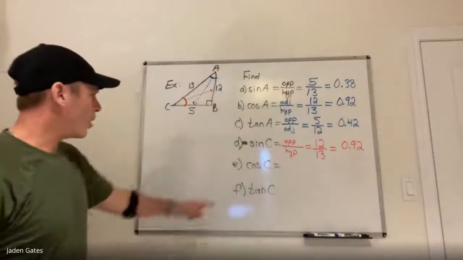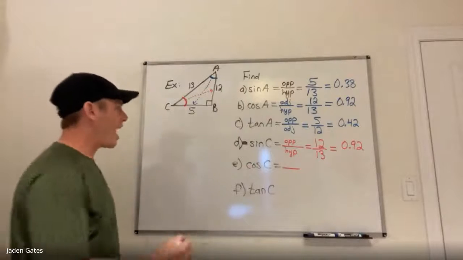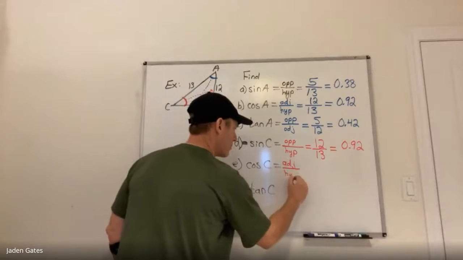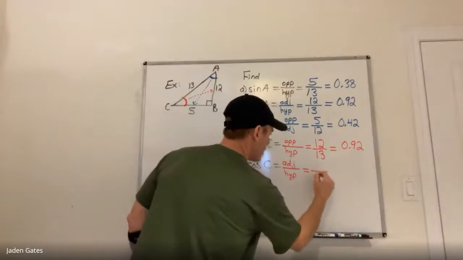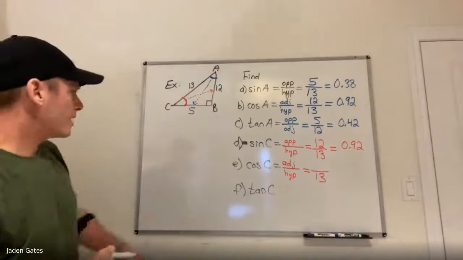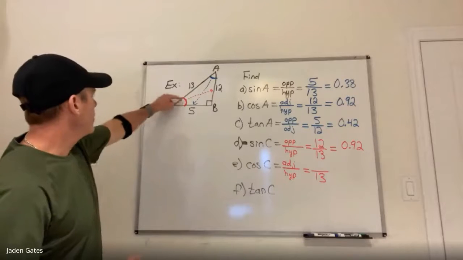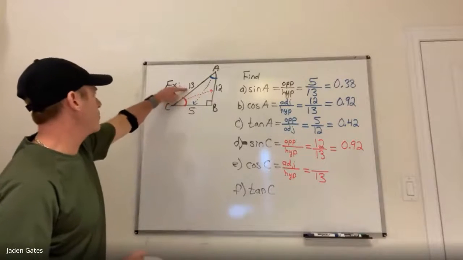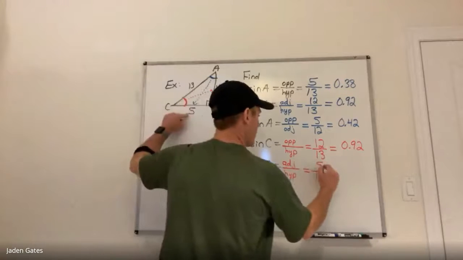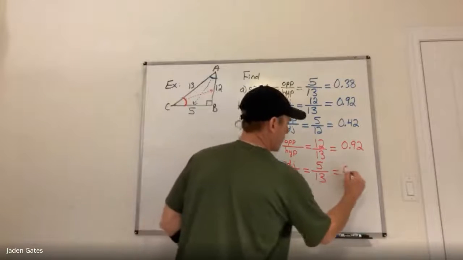All right, cos C. So again, cozy at home, adjacent, at home, hypotenuse. Hypotenuse is 13, so I'll put that in the bottom. What side is beside the angle C? Well, 13 and 5, but we already know 13 is the hypotenuse, so the side beside it is 5. And if I take 5 divided by 13, I get 0.38.